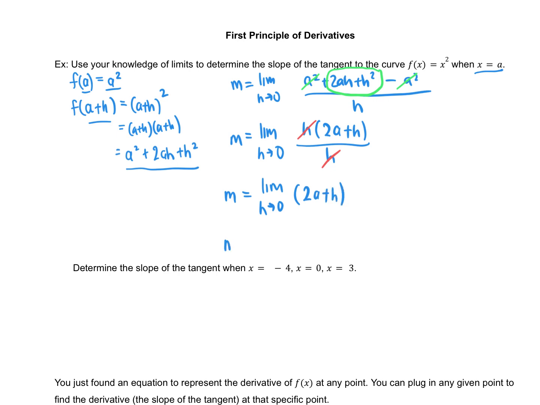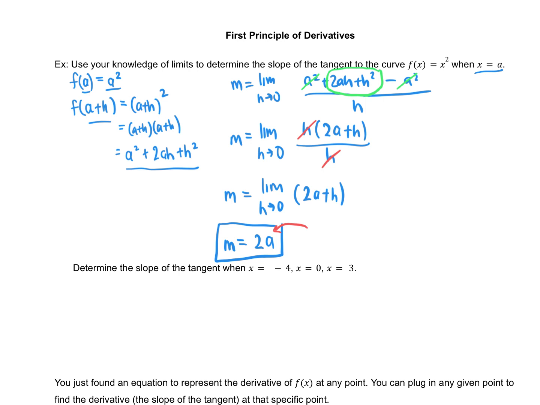And now I have no problem substituting 0 in for h. So that would be 2a plus 0, which is just 2a. So this here is an expression that represents the slope of any tangent line on the function x squared. All I'd have to do is replace a with whatever x value I'm looking for, which is what we're going to do in the next example.